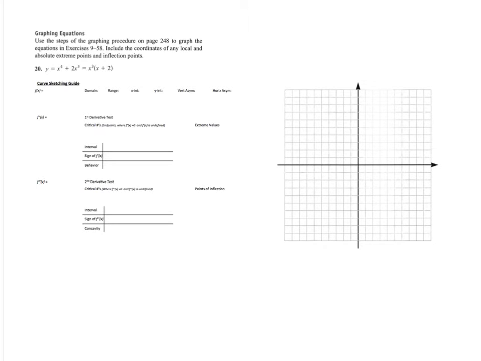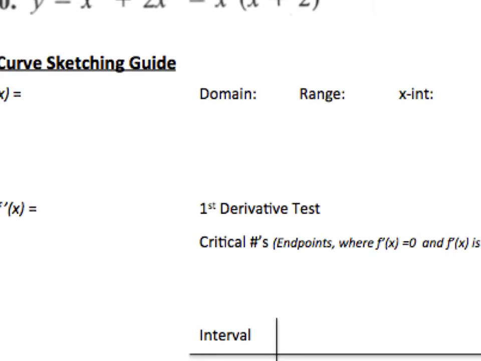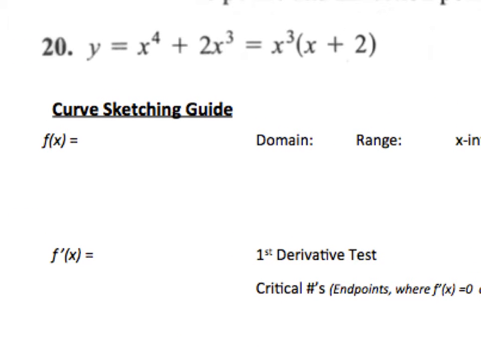So I do have this little thing called the curve sketching guide. These are all the little things that we need to take into account when we're trying to graph something like this. The first thing I want to do is write out our function, which is x to the fourth plus 2x cubed. Because this function is a polynomial, my domain goes from negative infinity to positive infinity.